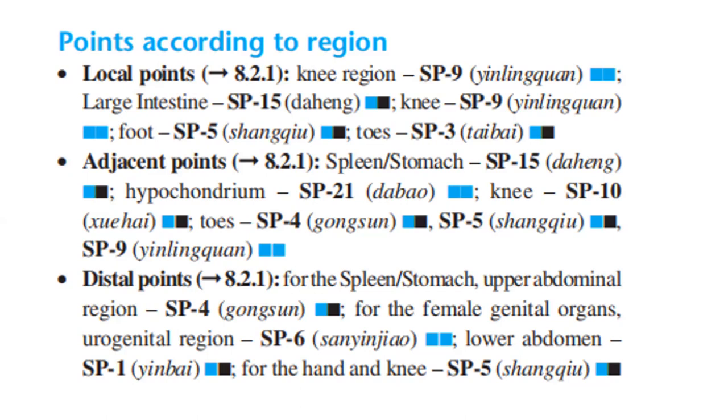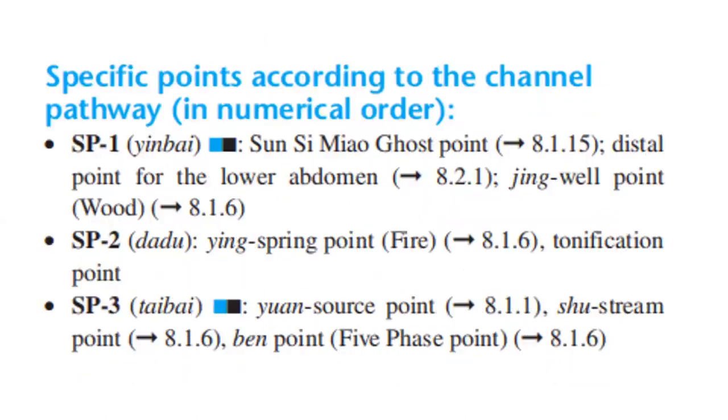For the female genital organs, urogenital region, Spleen 6. Lower abdomen, Spleen 1. For the hand and knee, Spleen 5. Specific points according to the channel pathway in numerical order.